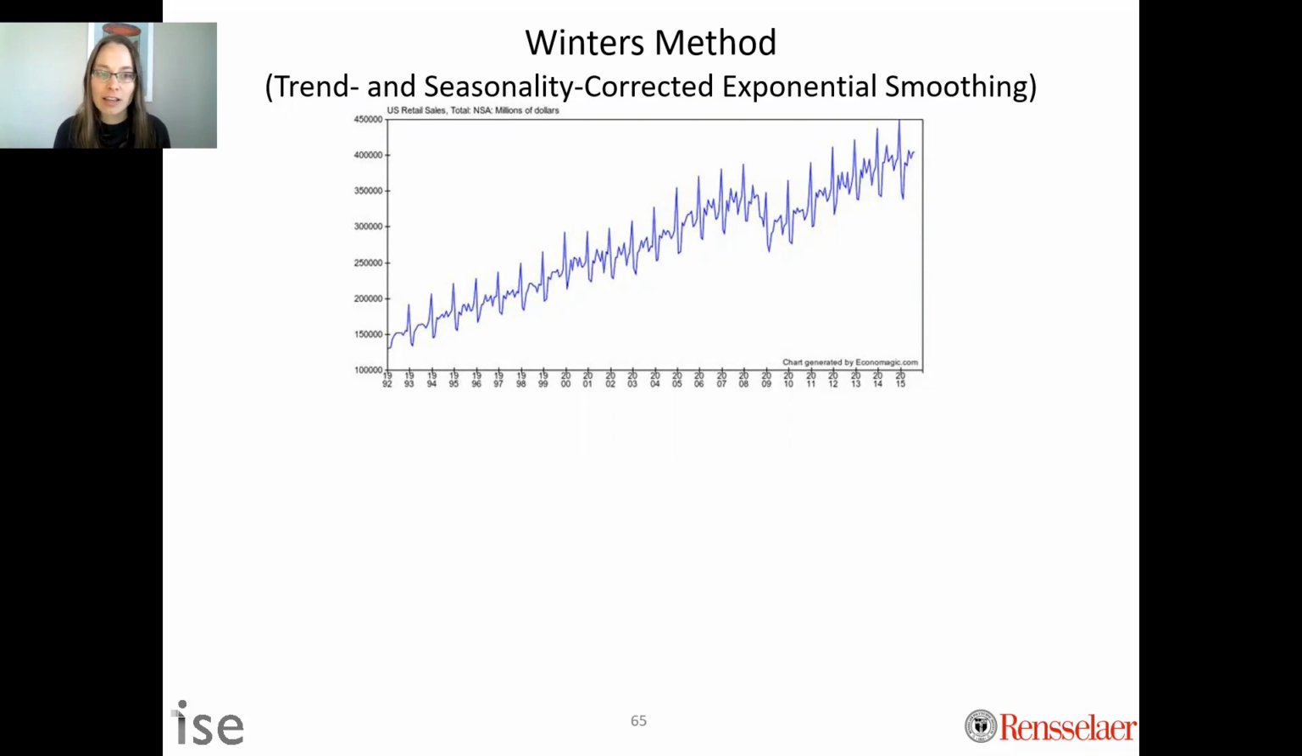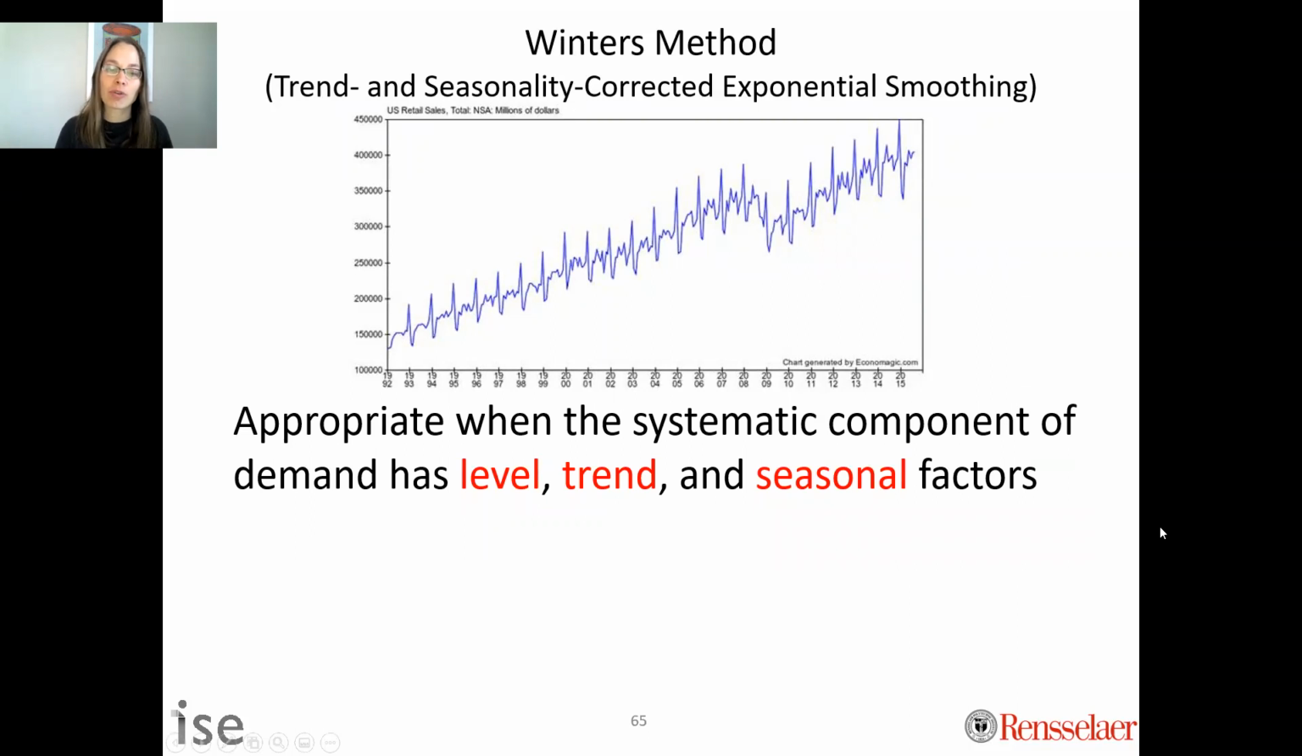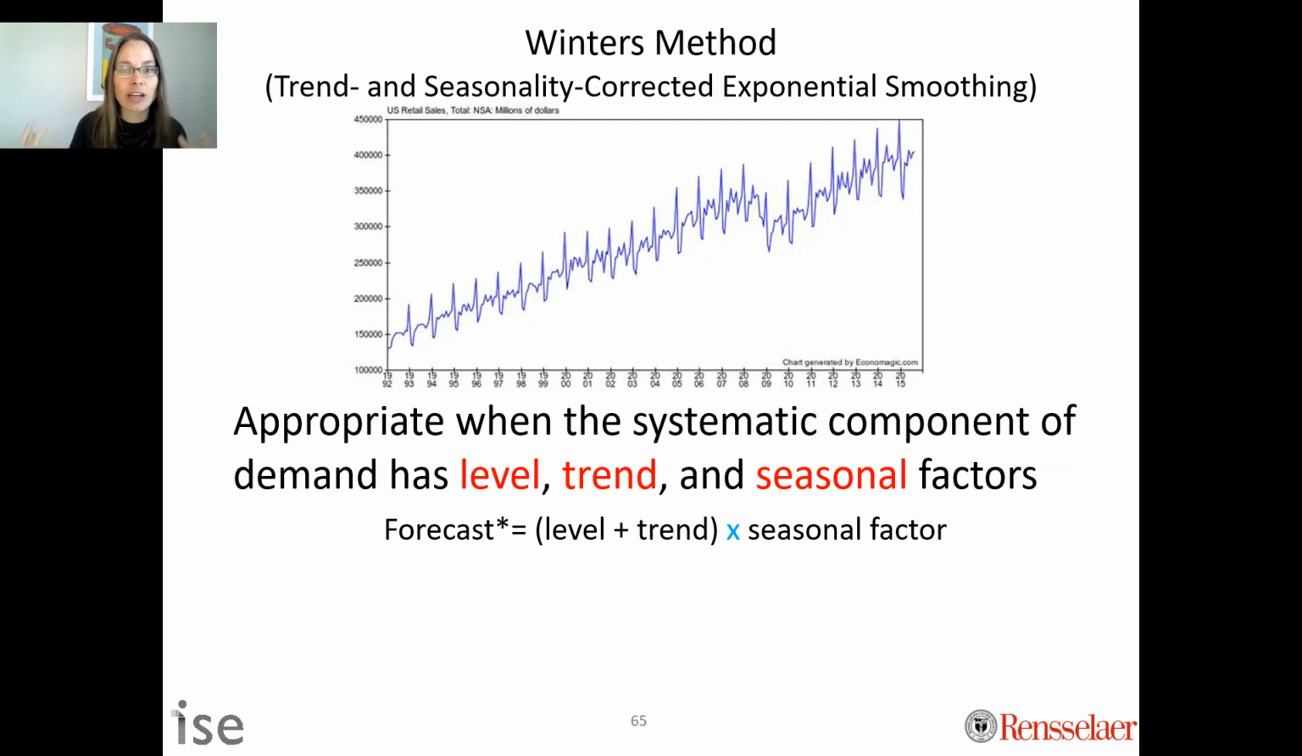But if you have data that has these three systematic components, a level, which remember all time series data have, you can think about I can take the average, that's the level, and if you have a trend, either an upward or a downward trend, or seasonality, then Winter's is an appropriate forecasting method. In this class, we're going to study this type of Winter's method, which we are going to mathematically talk about, but generally, we're going to combine these three systematic components in this way. We're going to add level and trend, but then we're going to multiply the seasonal factors.